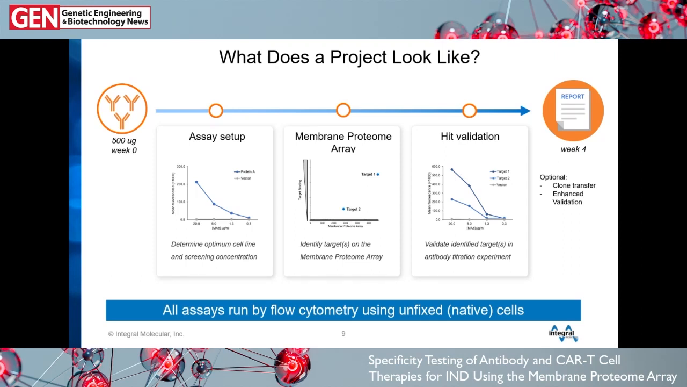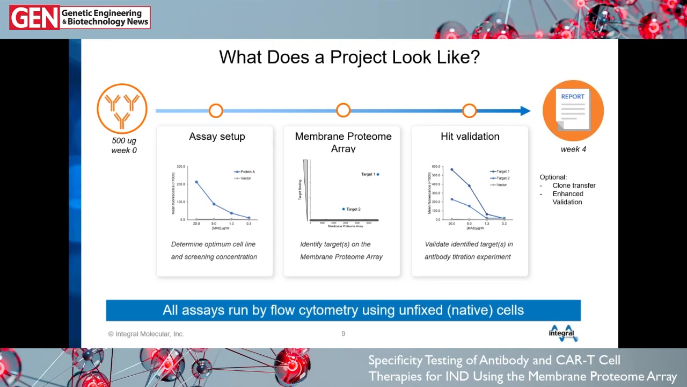The final deliverable for the customer is a detailed report including all the data for every antibody tested. All 3 steps of our workflow are performed by flow cytometry using unfixed cells. Timelines can be as little as 4 weeks, and we also offer some optional post-project benefits, such as clone transfer or enhanced validation studies.